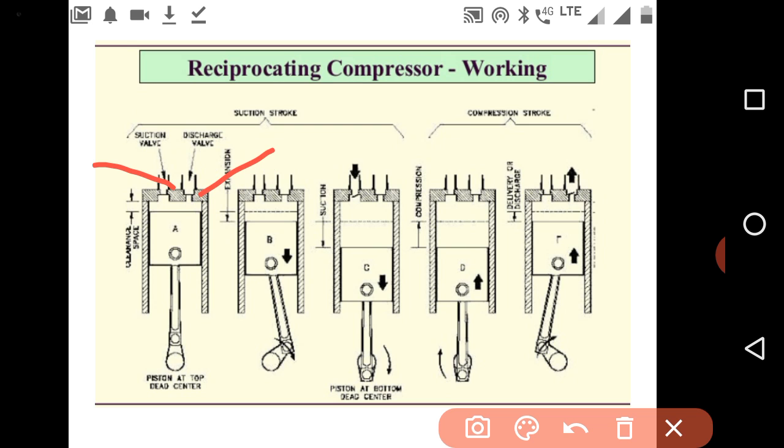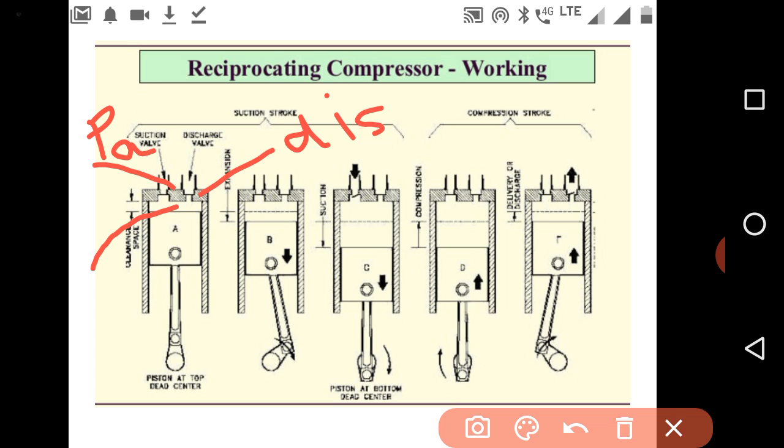So this suction valve is interacting between atmospheric pressure, we can say this is the P atmospheric, and the pressure inside the cylinder. And this discharge valve is interacting between discharge pressure and the pressure inside the cylinder.